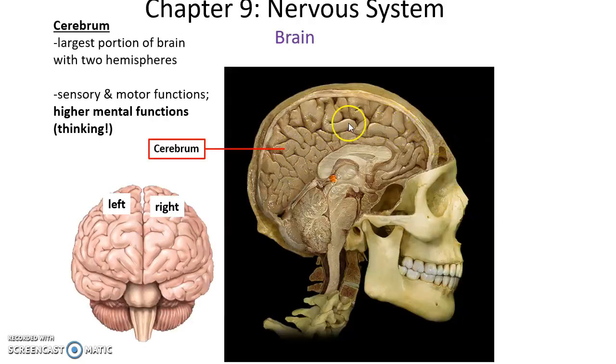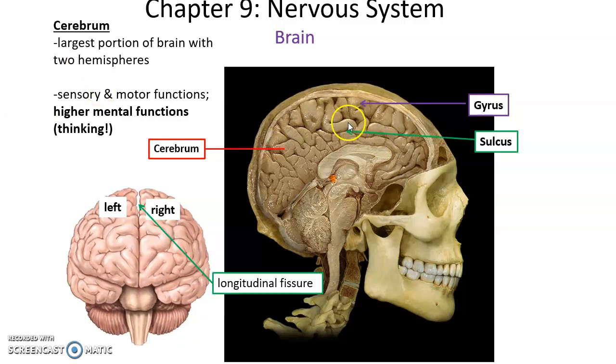So the cerebrum is the largest portion of the brain, and it has two hemispheres, a left hemisphere and a right hemisphere, which visually look pretty similar. Within the cerebrum is where we have sensory information being interpreted, where we have motor functions, motor commands being sent out, and all of the higher mental functions, what we think of as thinking, personality, creativity, that sort of thing.